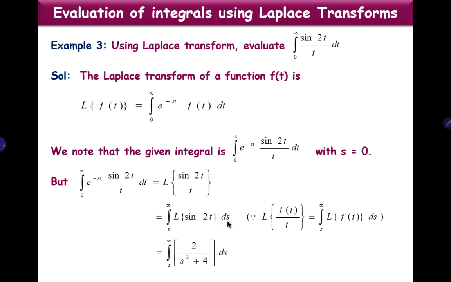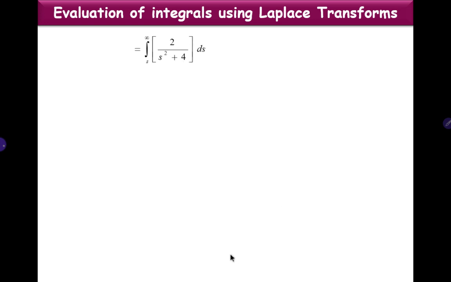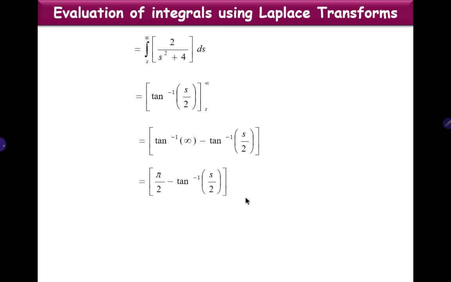That is integral s to infinity, L of sine 2t is 2 by s square plus 4, ds. And integral of 1 by s square plus 4 is 1 by 2 tan inverse s by 2. 2 and 2 get cancelled. So we have tan inverse s by 2 within the limits s to infinity. Now if we substitute the limits, we have tan inverse infinity minus tan inverse s by 2. Tan inverse infinity is pi by 2 minus tan inverse s by 2, which is equals to cot inverse s by 2, because tan inverse x plus cot inverse x is always equals to pi by 2.